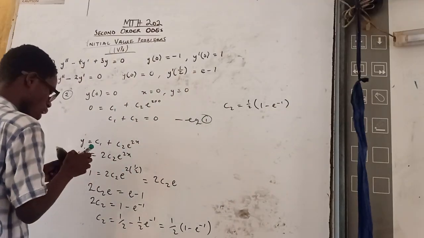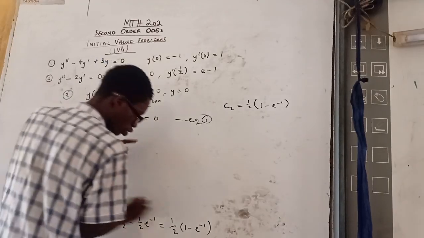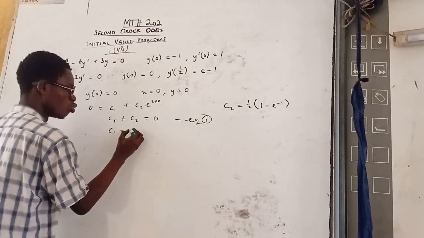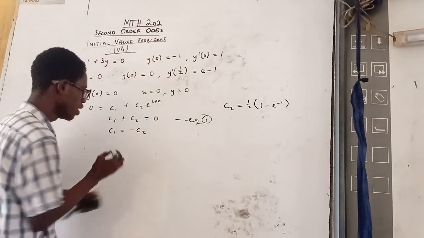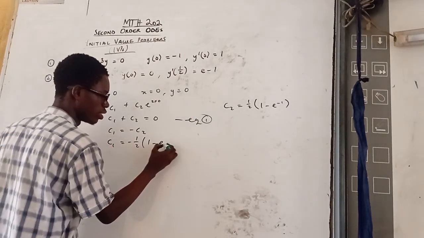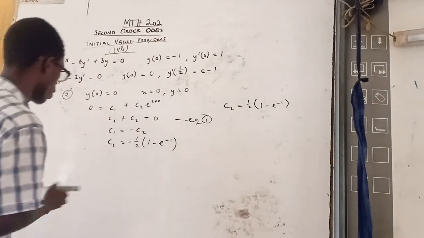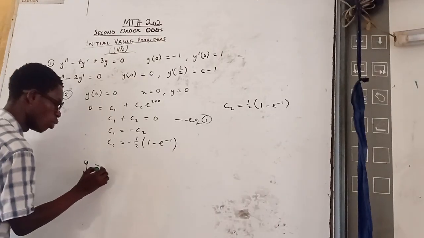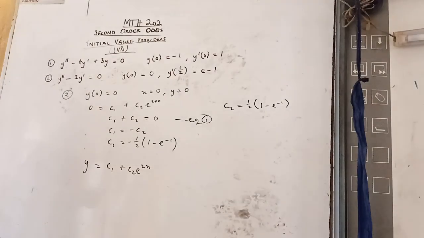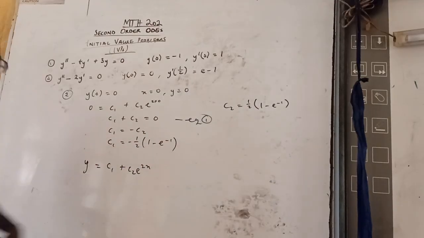It will mean C1. Don't forget, we have gotten our equation 1. This is equation 1. So we just substitute inside and say C1 equals minus C2, right? So it means C1 equals minus 1 over 2 into bracket 1 minus e minus 1. That's our C1. We have our C2 here, but our initial solution, y, was equal to C1 plus C2 e raised to power 2x, right? So what are we going to do? We are going to substitute C1 as this and C2 as this into this equation.